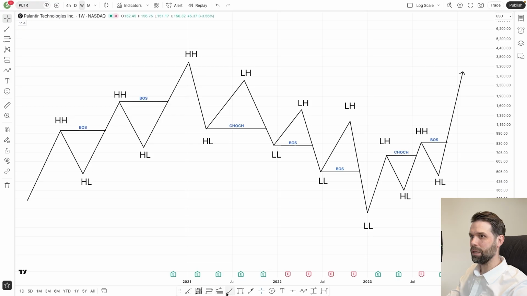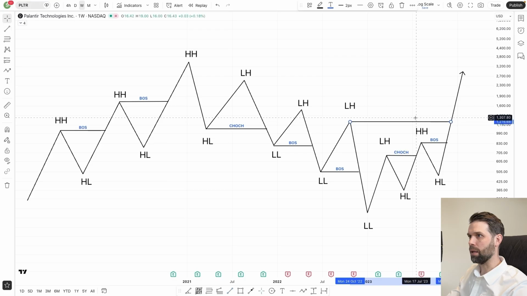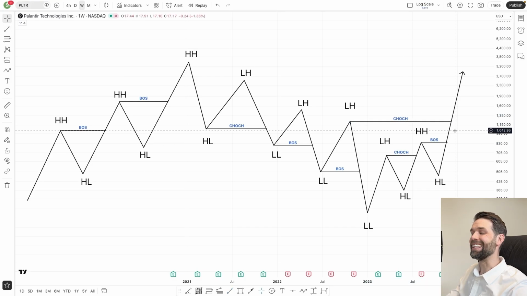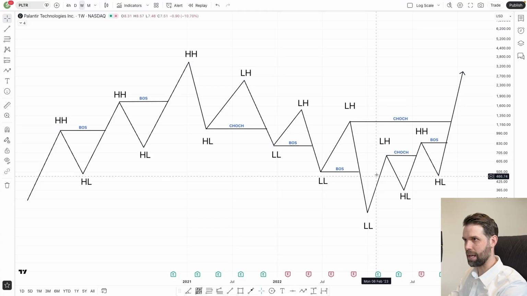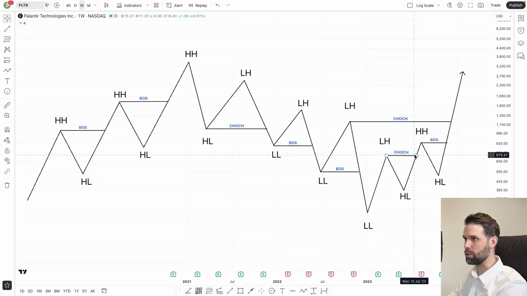And as we cross this previous lower high, that is where we can label a change of character, and we associate that as the official change of character. This lower high is associated with the last break of structure to the downside. We have an unofficial change of character here. We should always be cautious with this.